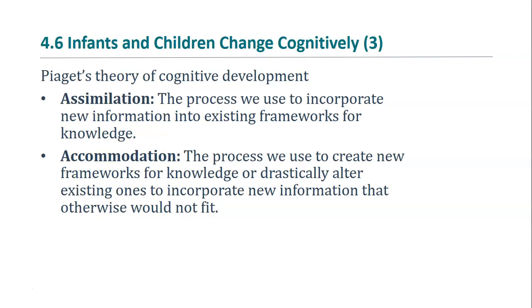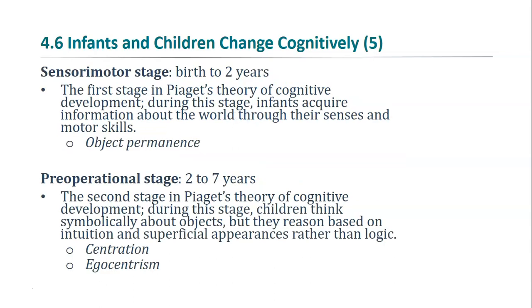Assimilation is when we incorporate new information into an existing schema, and accommodation is when we change a schema or even create a brand new one to incorporate new information about the world that doesn't fit into our existing schemas. He also describes these 4 stages of cognitive development. In the sensorimotor stage, which lasts from approximately birth to 2 years, children develop an understanding of themselves and their surroundings largely through happenstance and trial and error.